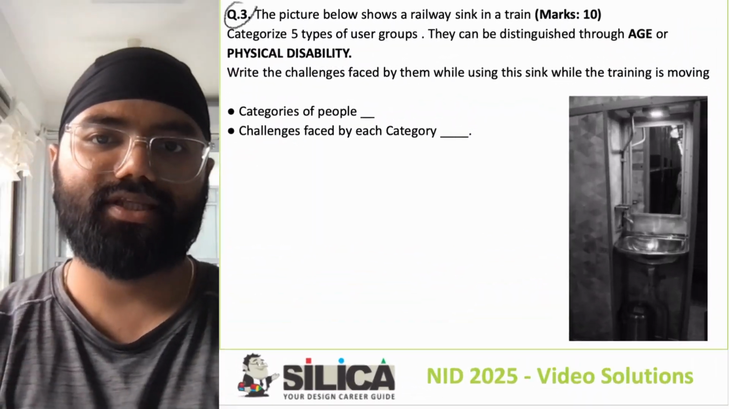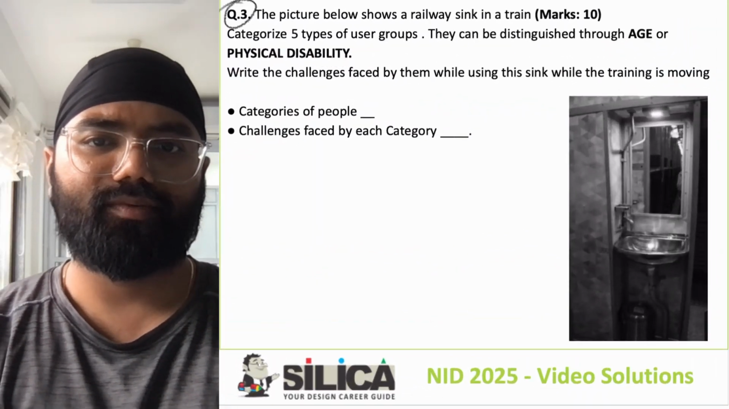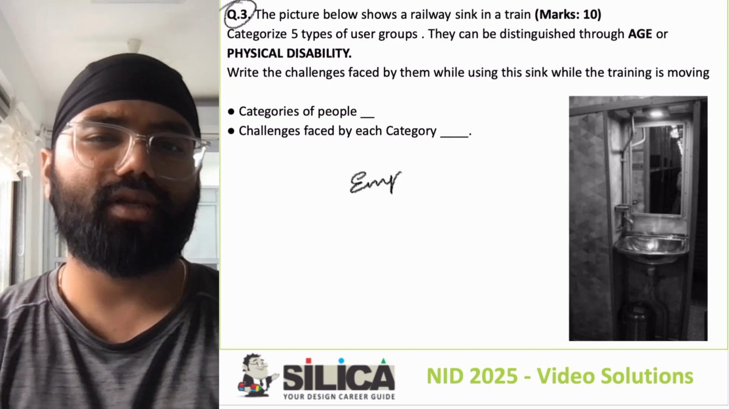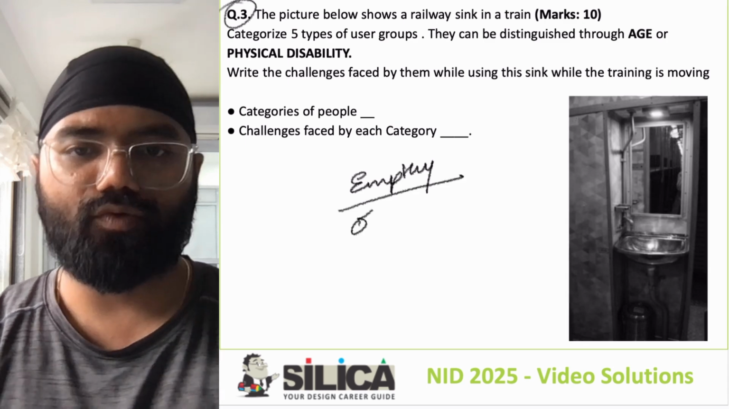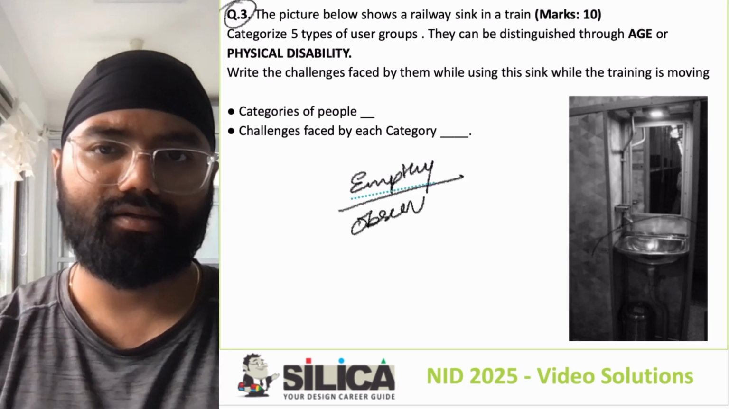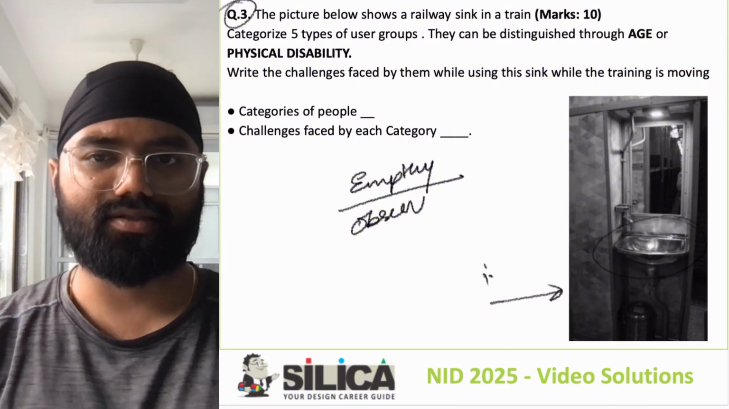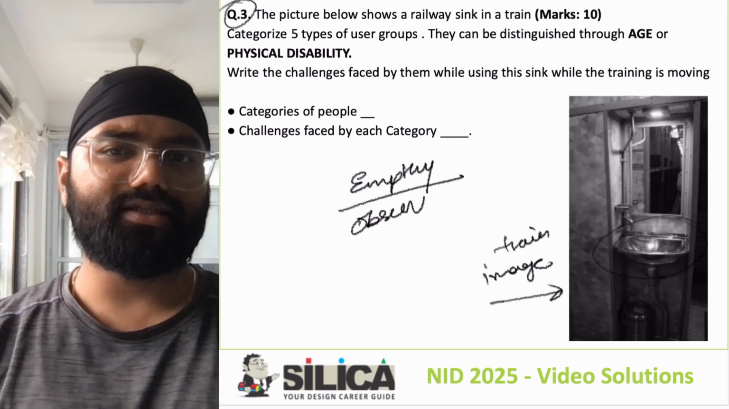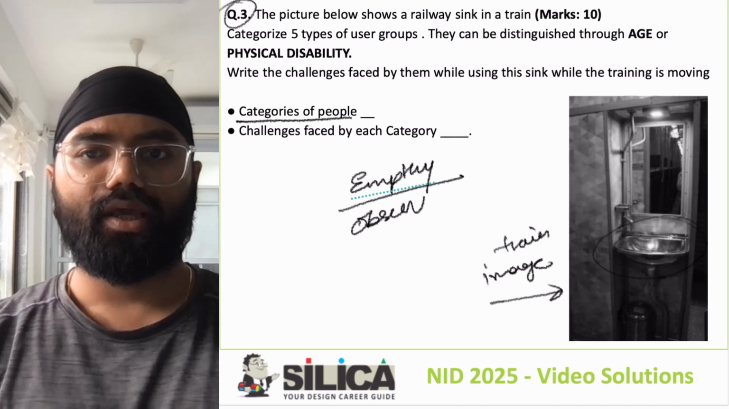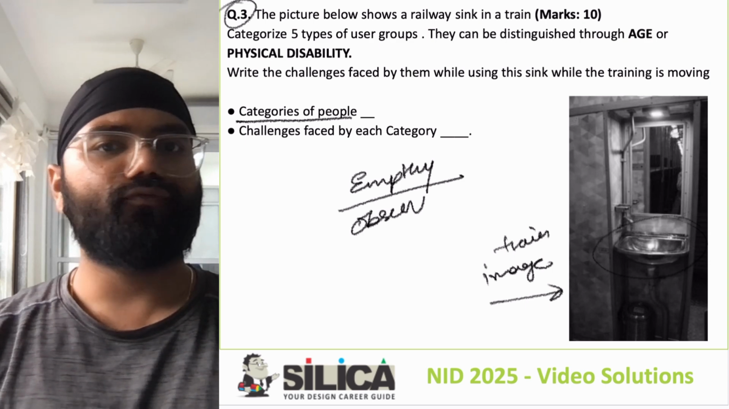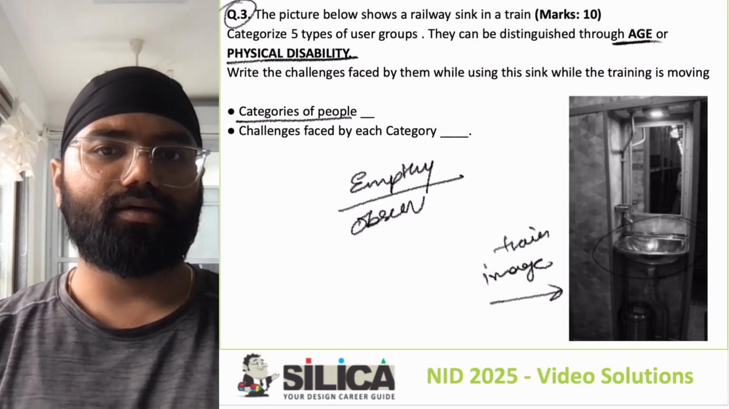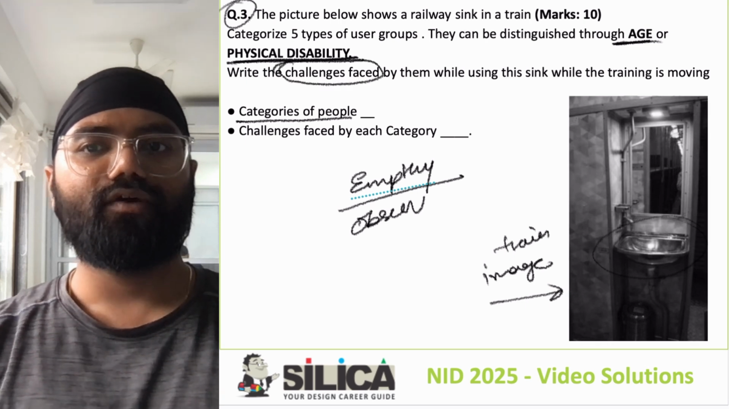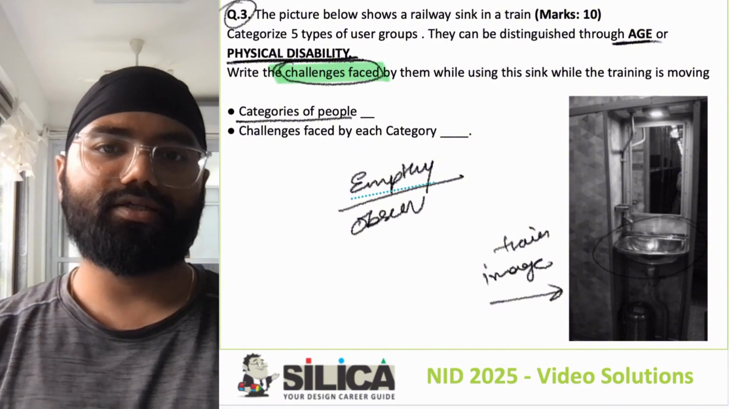So let's move on to question 3. Honestly, this type of question will really test your empathy and design observation skill. So let's break it down. This question shows a railway sink image of a train. It's a scene from an Indian Railway train, and we are asked to categorize 5 different user groups based either on age or physical disabilities, and to describe the challenges they face while using the sink when the train is moving.